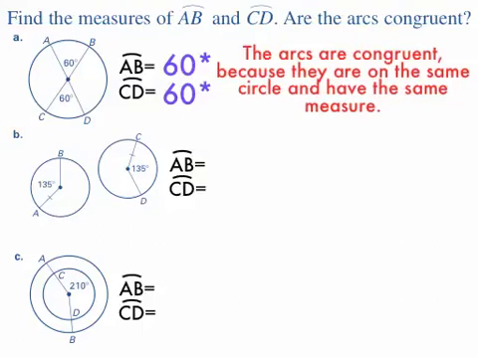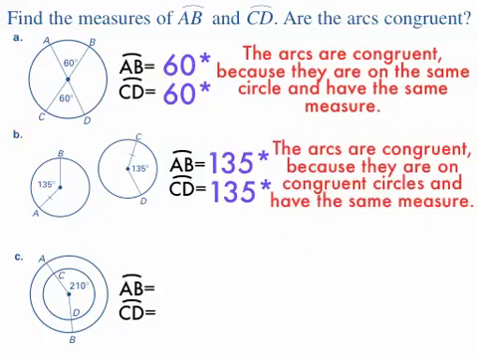In example B, to find arc AB, it would be the minor arc, remember, because it's only notated with the two endpoints. Arc AB would measure 135 degrees. Arc CD would also measure 135 degrees. In this case, again, my arcs are going to be congruent, but this time they're congruent because they are on congruent circles and they have the same measure. How we know that they're on congruent circles is that they tell us with the tick marks that the radii are going to be the same for the two circles that they've given us.